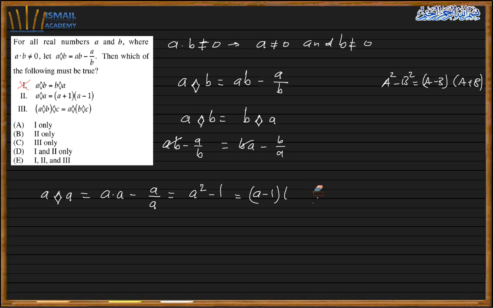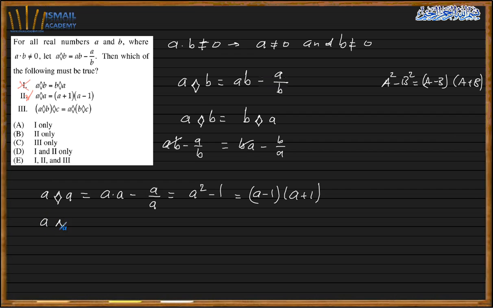And this is what the second choice is. A plus 1 times A minus 1. And this is true. Now let's try the third choice. Can we have A diamond B diamond C be the same thing as A diamond B diamond C? Is it diamond associative? Let's see.